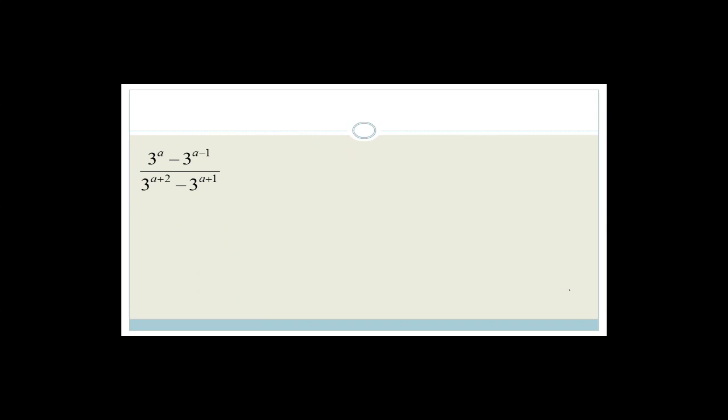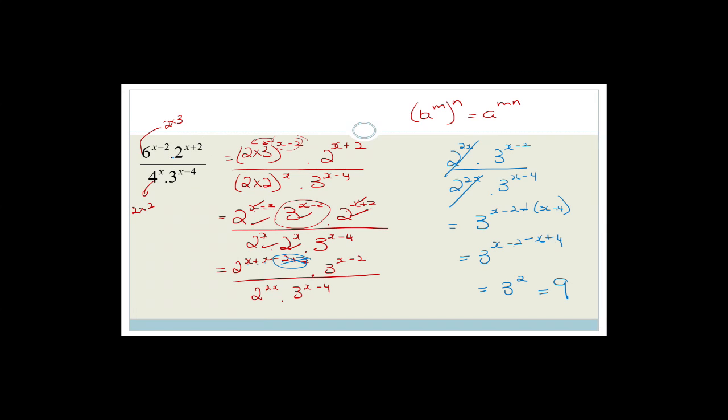Okay, so we've got 3 to the a minus 3 to the a minus 1, over 3 to the a plus 2 minus 3 to the a plus 1. Okay, so this isn't quite the same as the previous one. Do you see the previous one here? We had timeses. This is a times and this is a times. And that's why we could just add the exponents.